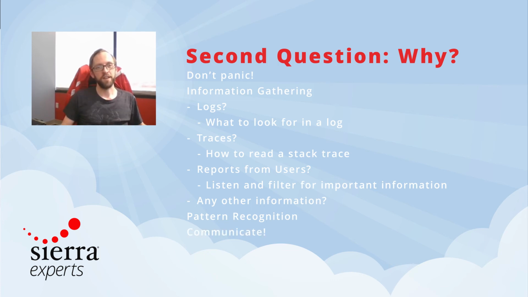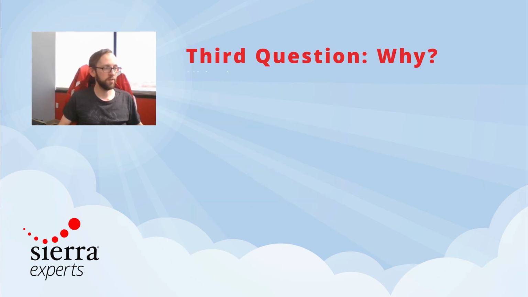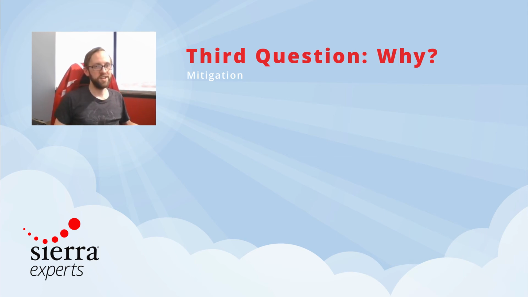And of course, at this point, you really want to make sure that you communicate what you found in your information gathering. You want to communicate to the team. And so we've got to ask ourselves a third question now, which is why? And what are we going to do from here now that we've got information about the problem? We want to do mitigation at this point.